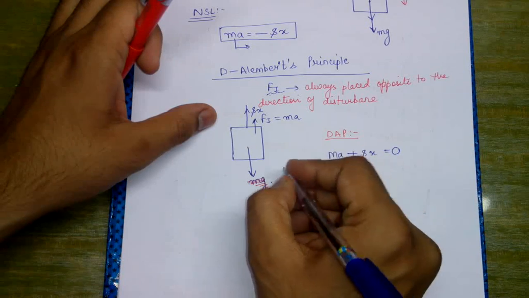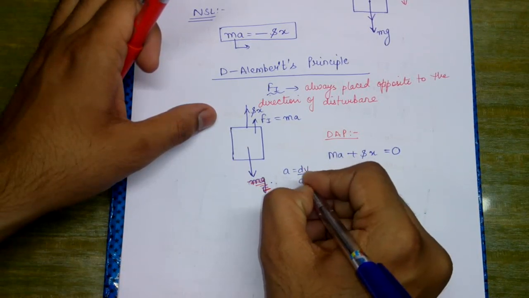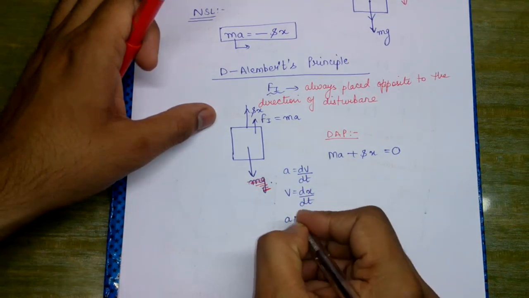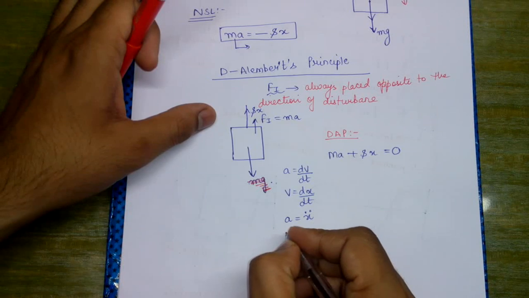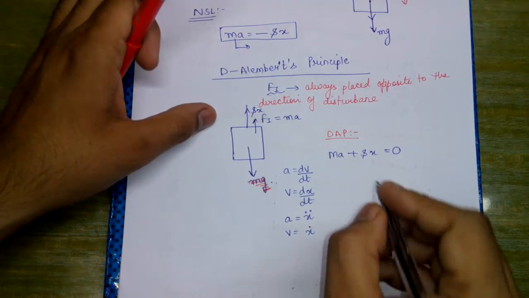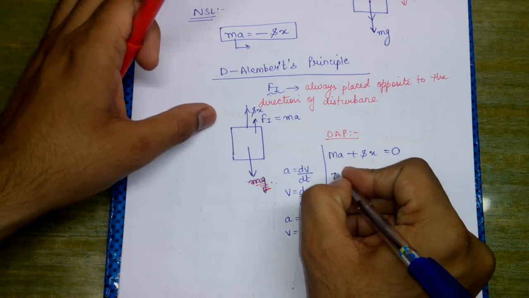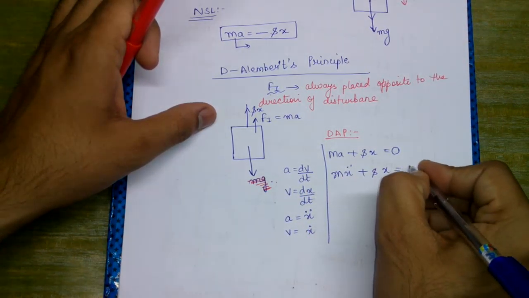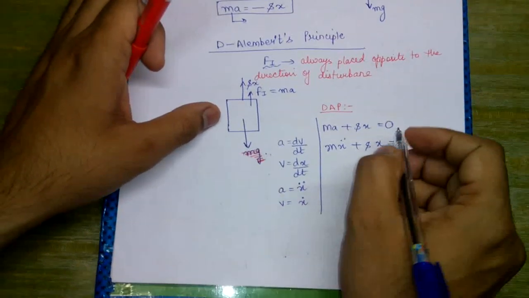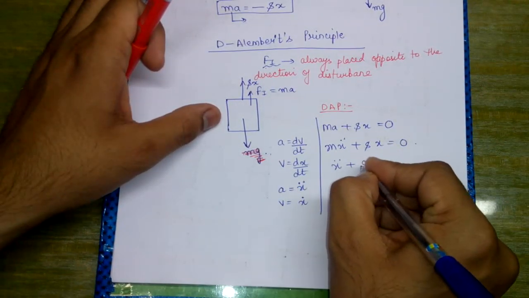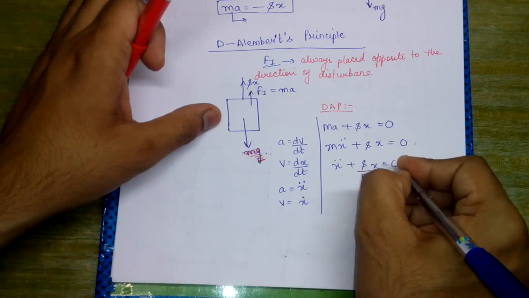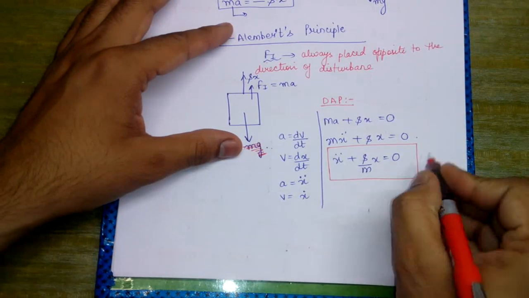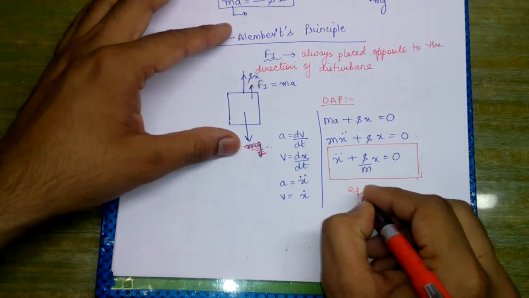And acceleration, as we all know, is equal to dv upon dt, and velocity is dx upon dt. So acceleration can be simply written as x double dot and velocity can be simply written as x dot. So we have m x double dot plus sx is equal to 0. We will divide the entire equation by m, so we will get x double dot plus s by m into x is equal to 0.